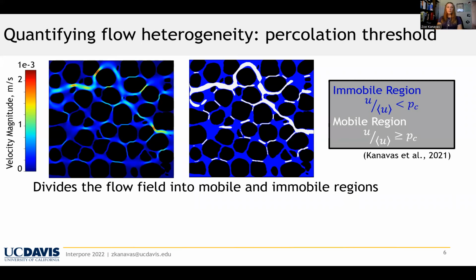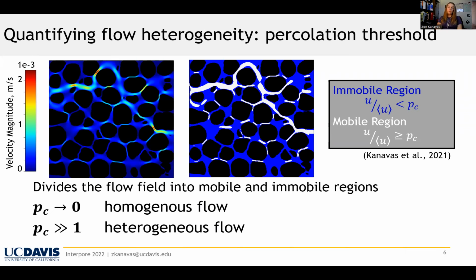in the mobile region. A small percolation threshold indicates that the first breakthrough particle speed is similar to the average and indicates a homogeneous flow field. A large percolation threshold indicates that the first breakthrough particle will exit the medium much faster relative to the average exit time, and indicates a heterogeneous flow field.